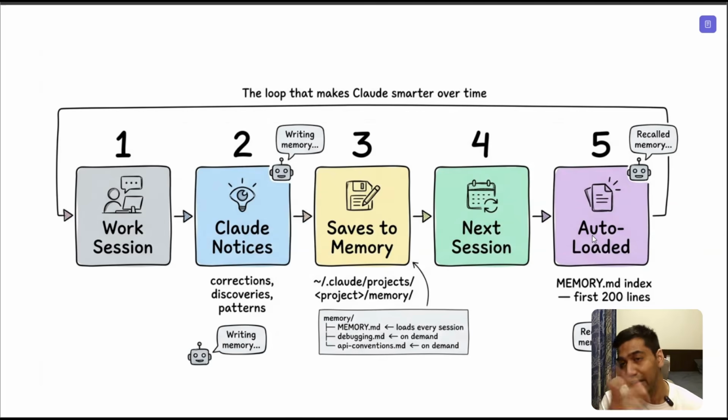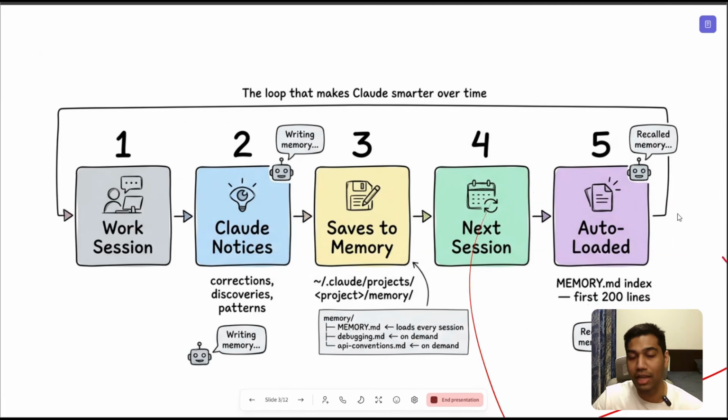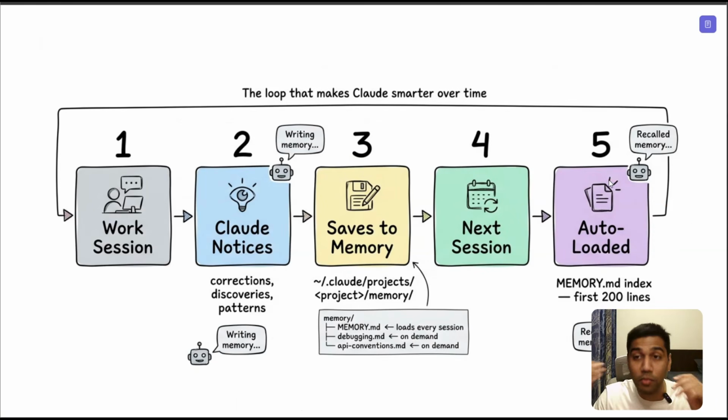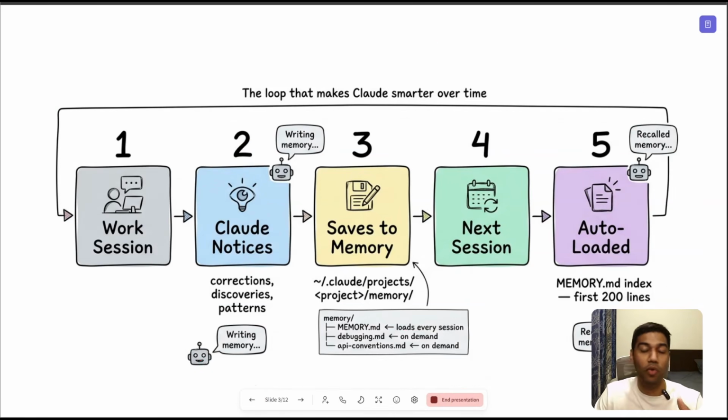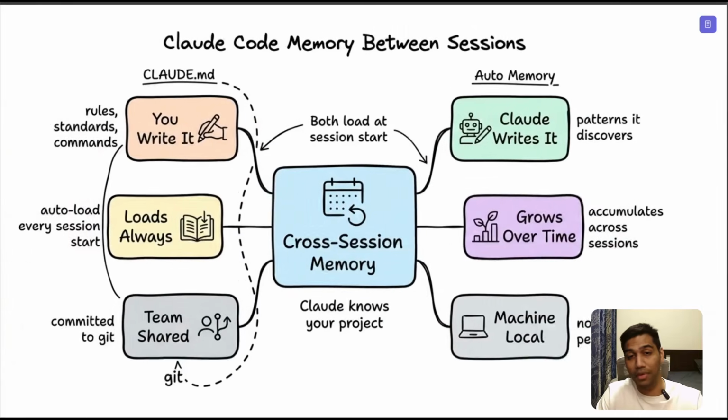And then next time, when you are trying to do something, it ensures that the first 200 lines of the memory.md file are loaded into the chat so that it remembers what we were talking about. It remembers more context about the project, and this keeps going on and on. So the loop keeps working and you keep getting a better Claude Code every time you work with it. Just keep it switched on, and you don't even need to know what is happening because it will automatically happen.